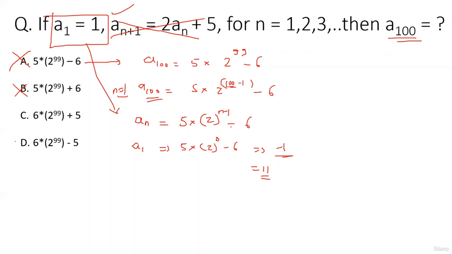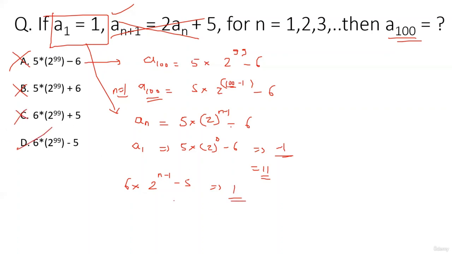Let's check for option D. Option D will give you 6 into 2 raised to n minus 1, minus 5. Put n equals 1. When you do that, you will have 6 into 2 raised to 0, which is 6 into 1, minus 5, which is nothing but 1. So this is what we need. So option D satisfies. Option C does not satisfy.